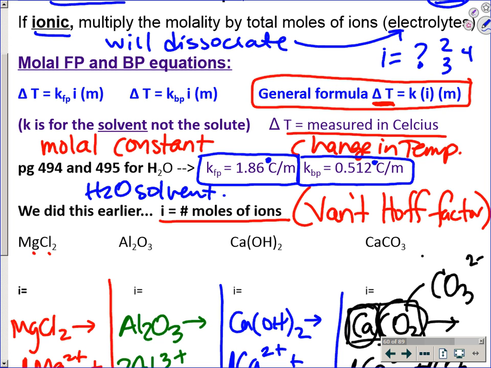Okay, so in the equation, we know delta T stands for change in temperature, K stands for the molal freezing point or boiling point constant, and i stands for the number of moles of ions, or if it's a covalent compound, what's always i? 1. And then what's the little m stand for? Molality.